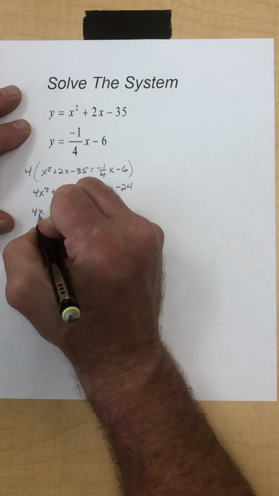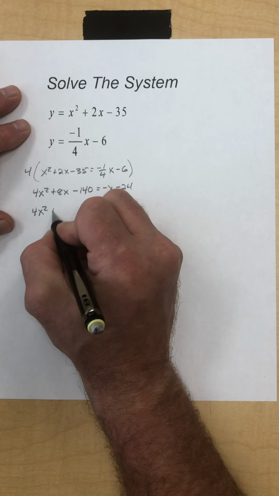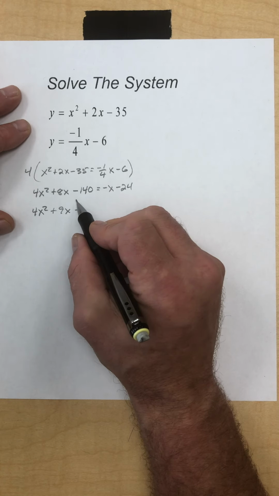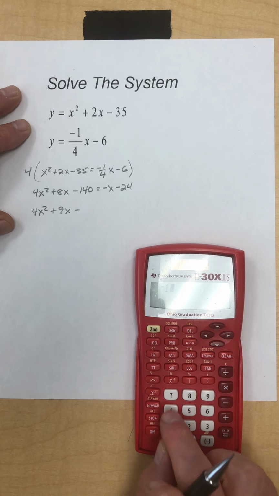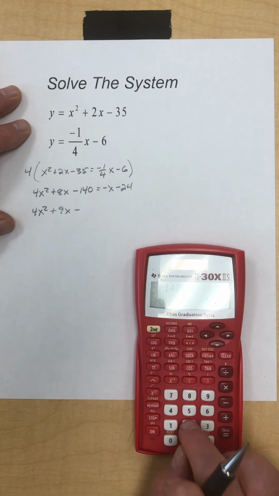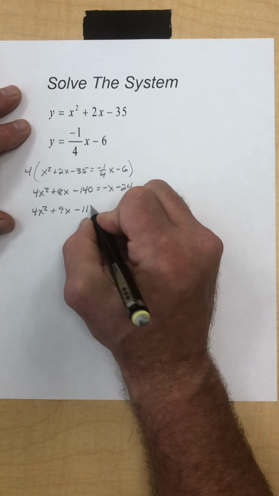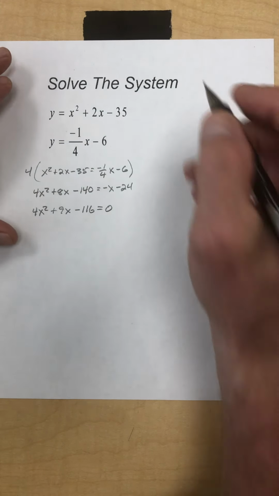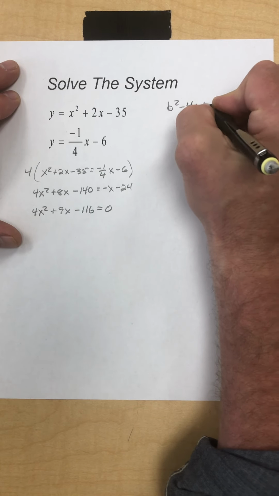Okay, so I've got a 4x squared. Notice when the negative x comes over, it becomes positive, so that'll be plus 9x. And then when the negative 24 comes over, it ends up being positive. Okay, so I'm going to get negative 140 plus 24, and I'm getting negative 116. Okay, again, my guess is it probably doesn't factor, but I'll check b squared minus 4ac just to be sure.